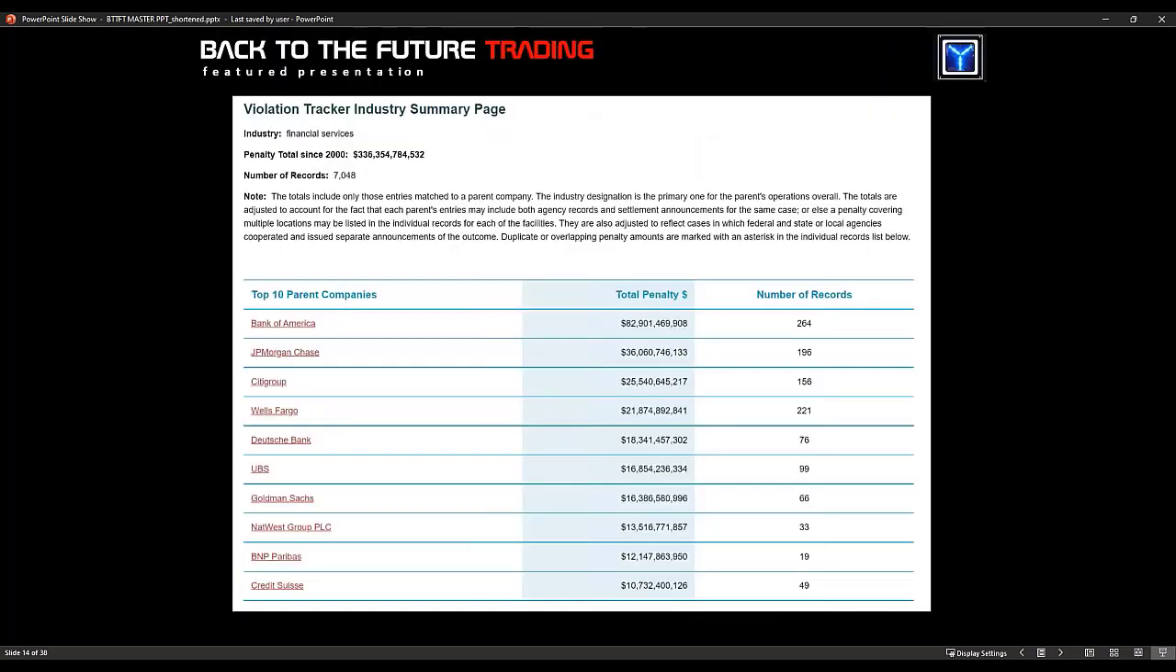I mean, look at these violations. Bank of America, good job, Bank of America. 82 billion, 901 million, 469,908 dollars of penalties paid to the United States government. Why would the United States government want to let Bank of America stay in business? They seem corrupt. Huh. Strange.